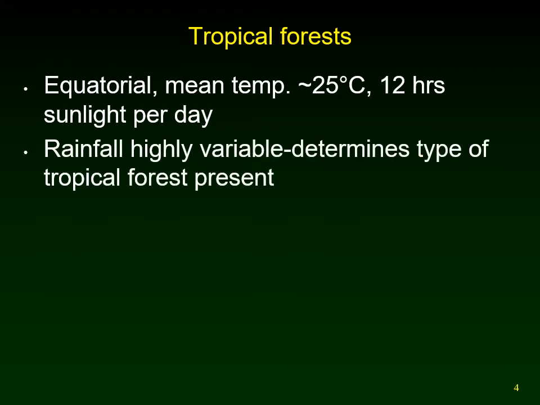The rainfall can be variable, and that is going to determine whether you're going to get a tropical rainforest or a tropical dry forest. We know that this is variable because we know those Hadley cells will shift depending on where the Earth is in its orbit.